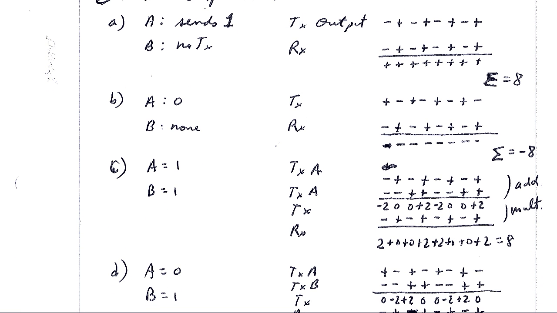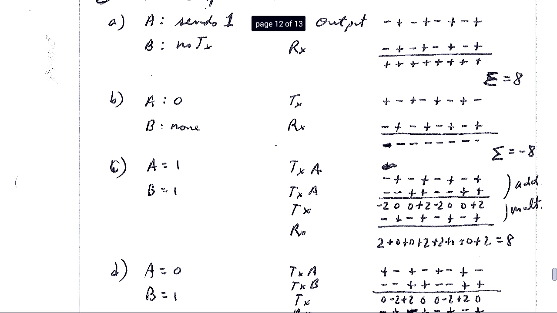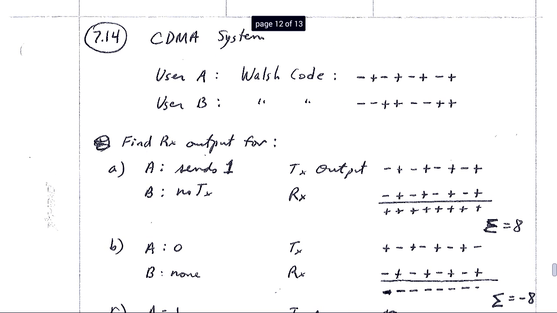And in case A, user A sends a 1, but user B sends nothing. And so if user A sends a 1, then user A is going to send the exact Walsh code. If user A had sent a 0, then we invert the Walsh code as in part B. Okay, so we send the Walsh code. The receiver then correlates with that same Walsh code and gets all pluses, and the sum of those values, the sum of 8 plus 1s is 8. Okay, and that indicates that a 1 bit was sent.